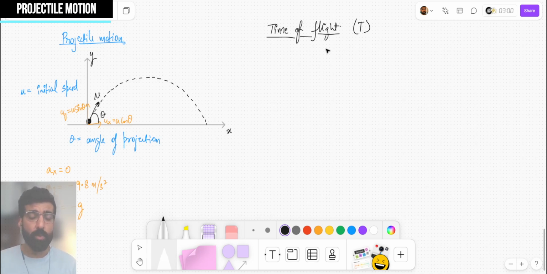Can anyone tell me what equation of motion we use over here? We need to find out the time of flight. The time is only there in two of the three equations, which are the first equation as well as the second equation. Now the first equation also involves the final velocity, and we do not have the final velocity of the object. The particle is going from point A to point B. We know the velocity of the particle at point A, but we do not know the velocity of the particle at point B. Therefore, we are going to use the second equation of motion.